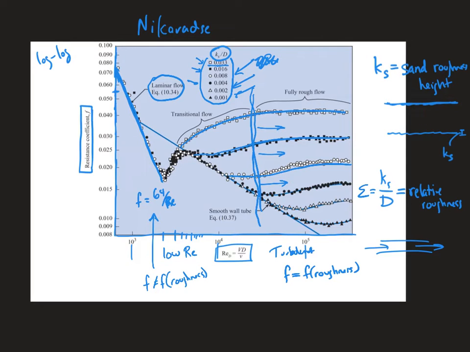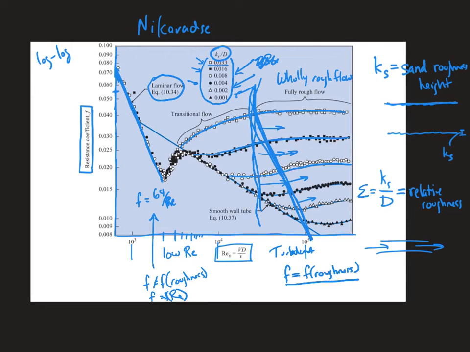Now, maybe I didn't exactly draw that right. Maybe it should be about like right there. But this is where we have what they call fully rough flow, or sometimes wholly rough flow. And over here, F is only a function of roughness. Over here, in the laminar regime, F is only a function of the Reynolds number.